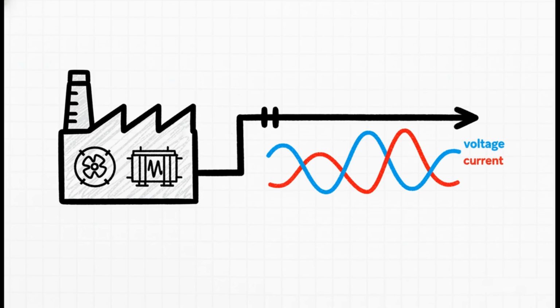A perfect example of this is in a large industrial setting. Think about all those powerful motors and heavy machinery. They all act like giant inductors. This causes the current to lag behind the voltage for the entire factory's electrical system, which creates something called a low power factor. That basically means the system is inefficient, and power companies often charge extra for that inefficiency.